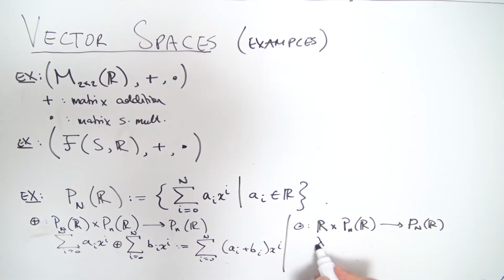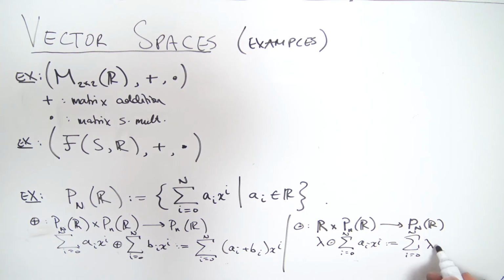We can define lambda circle times a polynomial, which is the sum from i equals 0 all the way up to n of a_i x^i. You can define this to be equal to the sum from i equals 0 to n, where for all these a_i's you multiply by this lambda. So when you have the polynomial, you distribute that scalar in front into all the coefficients. That's essentially what you do. You replace it with normal multiplication of a_i, because these are two real numbers, times x^i.